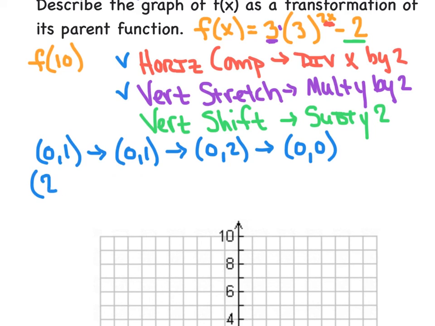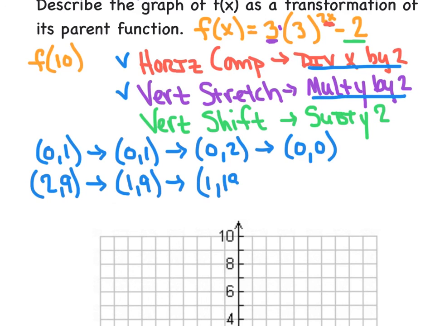Now the other critical point we identified, and that could be any point on the graph, is (2, 9). So the first thing I'm going to do is divide the x coordinate by 2. So now I've got (1, 9). The next thing I'm going to do is multiply the y coordinate by 3. So now I've got (1, 27). So this one's a little more exciting. There's more action. And then the last thing we're going to do is subtract 2 from each of the y values. And so now I've got (1, 25). And I would plot that point.